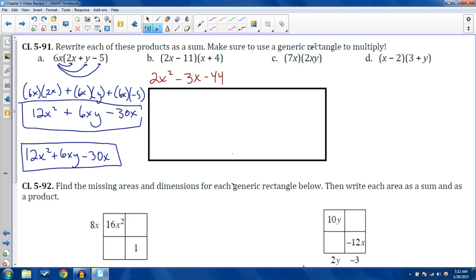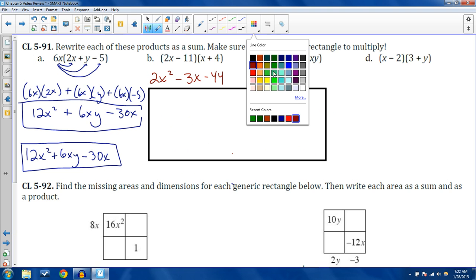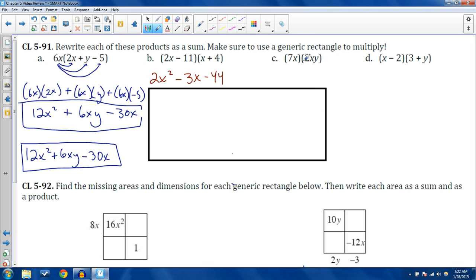7x times 2xy. Really, I would say do not do a generic rectangle for this. You already see what you have to multiply. There is no separation of terms. We just have to do 7x times 2xy. So 7 times 2 is 14. x times x is x squared. And y is left there.